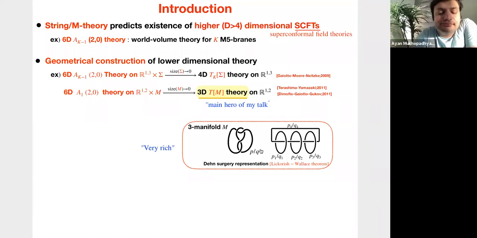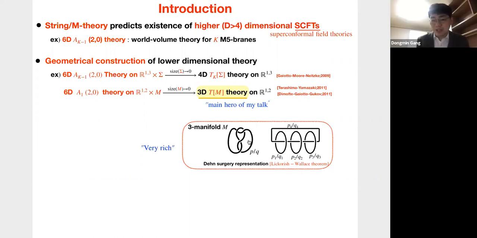So in my talk, I will use this convention. If you find this kind of knot and some fractional number, you can think that this is just a choice of some three-manifold. So thank you for the question.